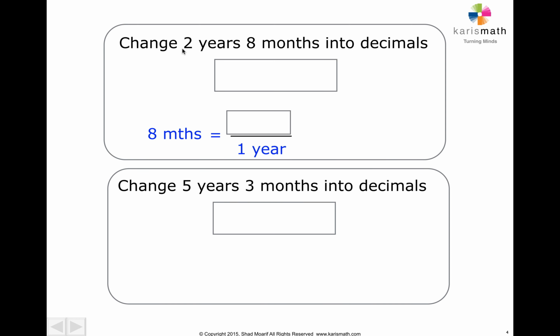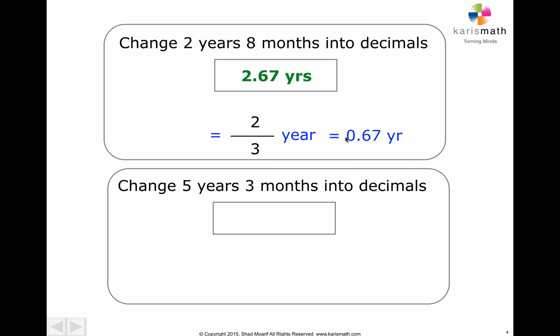2 years, 8 months. Now 8 months is what fraction of a year? So 8 months is 8 months out of 12 months. So 8/12. Reduce that to 2/3, turn that into a decimal, and you get 0.67 years. So it's 2.67.